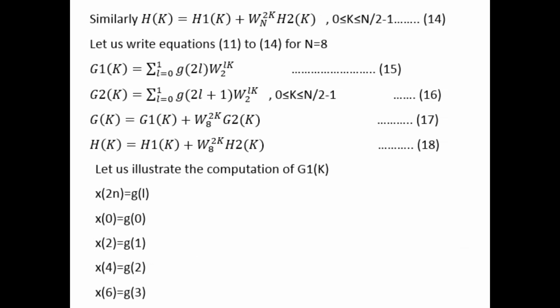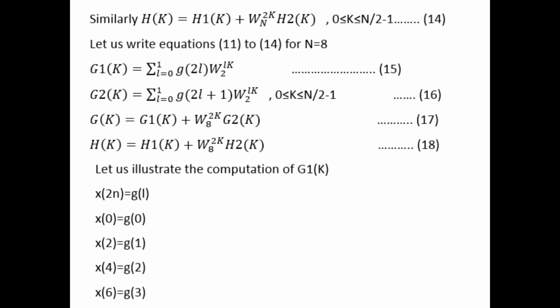Similarly, h of k is equal to h1 of k plus omega N of 2k into h2 of k, where k varies between 0 to N by 2 minus 1. Call it as equation number 14. Let us write equations 11 to 14 for N is equal to 8. Then g1 of k is equal to summation l is equal to 0 to 1 g of 2l into omega 2 of lk. Call it as equation number 15.